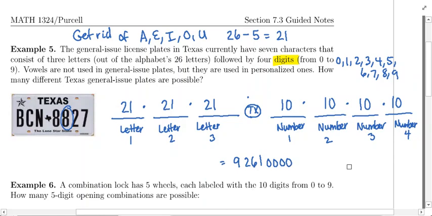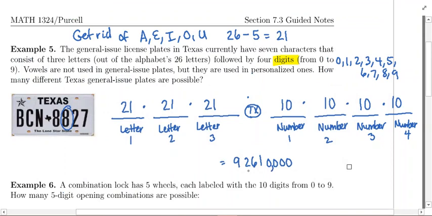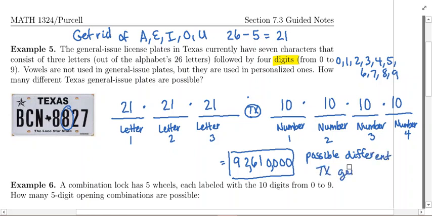Let me check to make sure that is right. Yep, 4 zeros. Let me put my commas in. So here's your final answer. There are 92,610,000 possible different Texas General Issue plates. And like I said, this is based off of real data. Drive around, this is exactly what a license plate looks like in Texas, if you've never paid attention to the details.